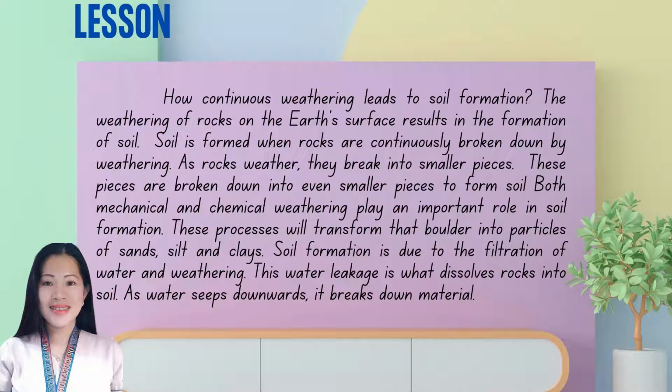How does continuous weathering lead to soil formation? The weathering of rocks on the Earth's surface results in the formation of soil. Soil is formed when rocks are continuously broken down by weathering. As rocks weather, they break into smaller pieces. These pieces are broken down into even smaller pieces to form soil.